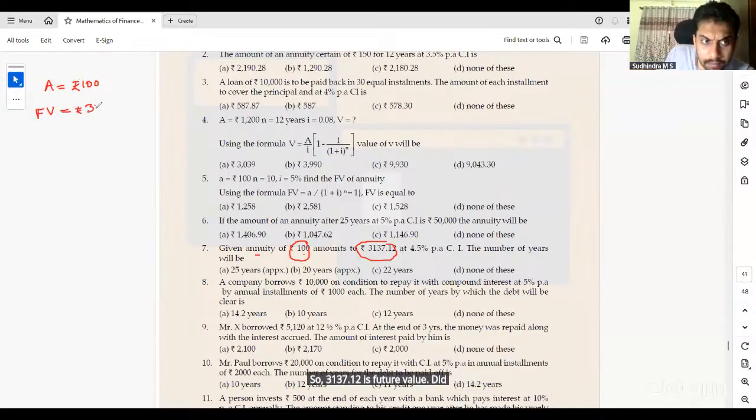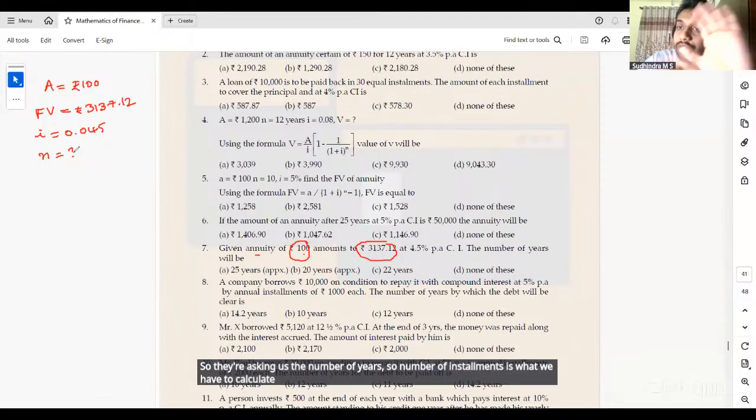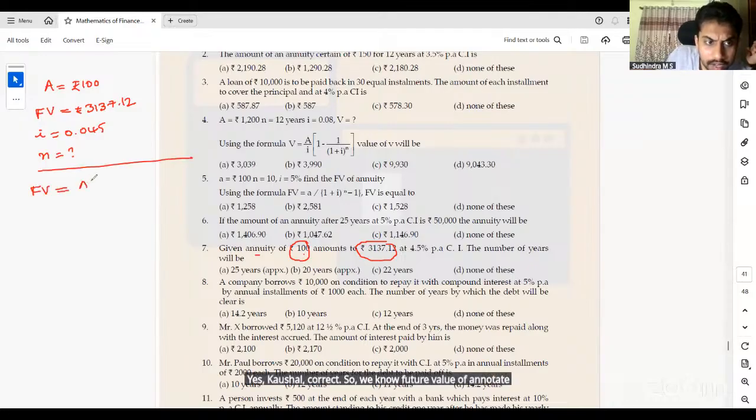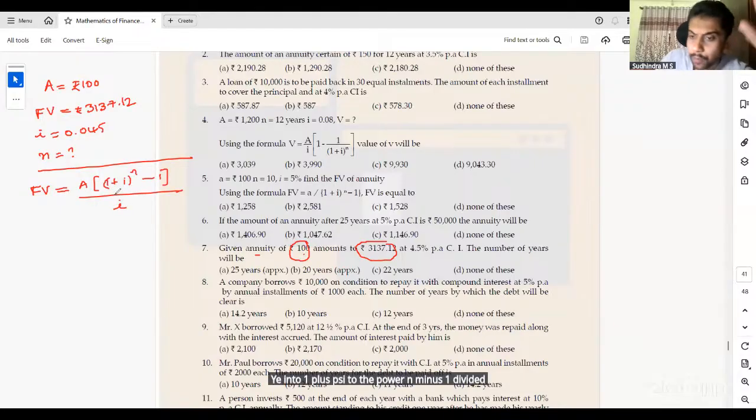Did everyone understand? Yes. At 4.5%, so I is 0.045. So they are asking us the number of years, so number of installments is what we have to calculate. Now, it is future value, we know because by reading the question we understood. Now, annuity due or annuity regular? Not given, so default regular. Yes, Kaushal, correct. So we know the future value of annuity regular formula: A into 1 plus I to the power n minus 1, divided by I.